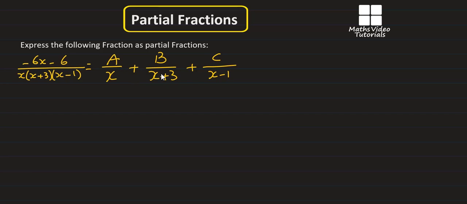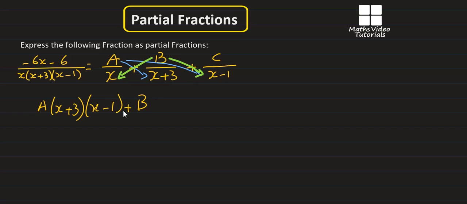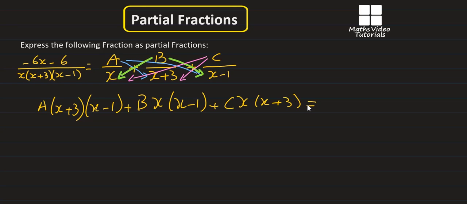So now what we need to do, similar to what we did earlier, we write it down back to its common denominator. So this one, a, we need to multiply it by this and this. So we're going to write it down, a times (x plus 3)(x minus 1) plus the b. Now for the b, we multiply it with the x and the x minus 1, and plus the c. Now for the c, we're going to multiply it with the x plus 3 and the x. And this should be equal to minus 6x minus 6.